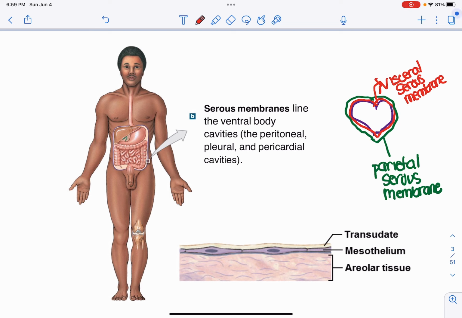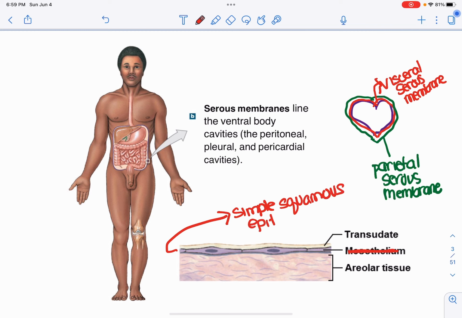So this reduces friction. So if we take a closer look at that, the membrane is made up of simple squamous epithelium. So I'm going to cross this term out because we haven't used this term. But this epithelia is a simple squamous epithelium. And deep to the epithelium is the areolar tissue. And those 2 components are what make up a membrane.